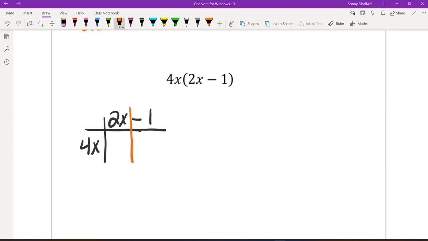Yeah. Ethan, what goes here? 8x squared. Yeah. What goes here? Negative 4x. Multiply these together. 4 times 2 is 8. x times x, we add the exponents. x squared. Negative 1 times negative 4x gives us negative 4x. So this should be 8x squared minus 4x is our answer. Okay. All right.